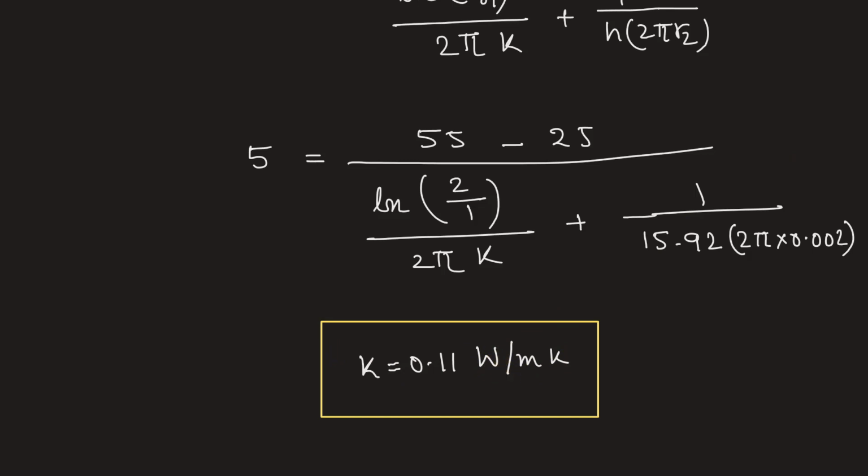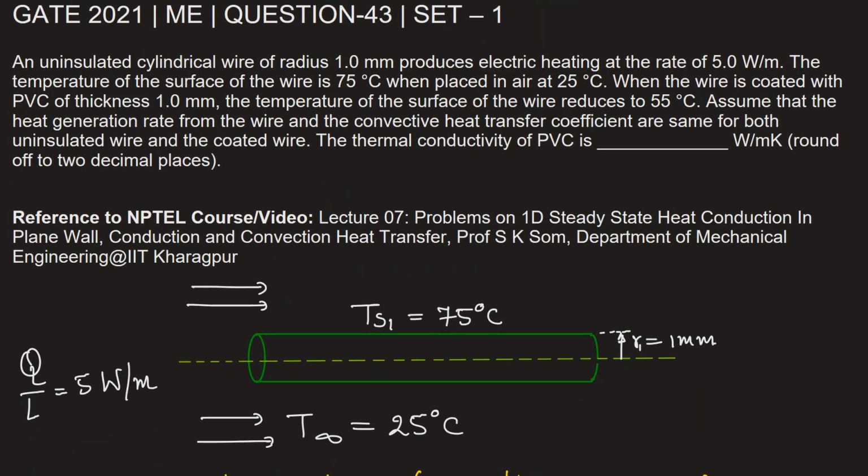Now let's go back to the question and fill in the blank. The thermal conductivity of PVC is 0.11 watt per meter Kelvin.